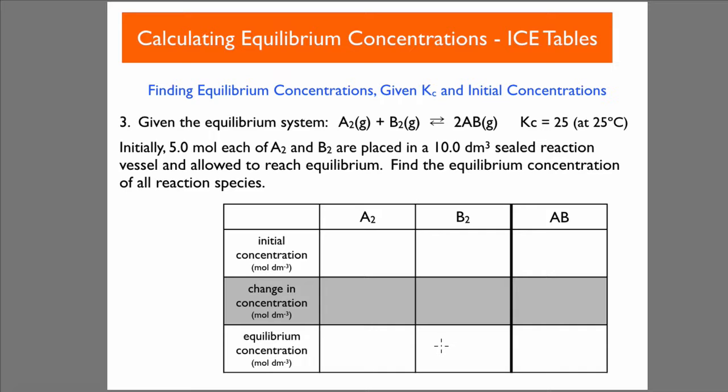Using equilibrium constants, we've got 5 moles each of A2 and B2, so let's put those in a 10 decimeter cubed reaction vessel. So we've got 0.5 moles per decimeter cubed. We're going to have no AB at the beginning. We're going to let x equal the change in A2. So we're going to have minus x for A2, minus x for B2, and this will be plus 2x, from the molar ratios. So A2 will be 0.5 minus x, B2 will be 0.5 minus x, AB will be plus 2x.